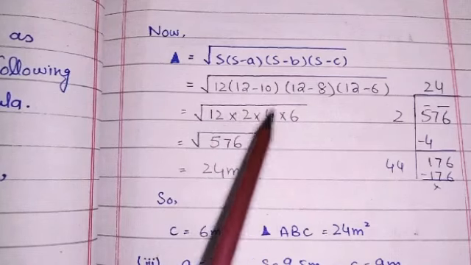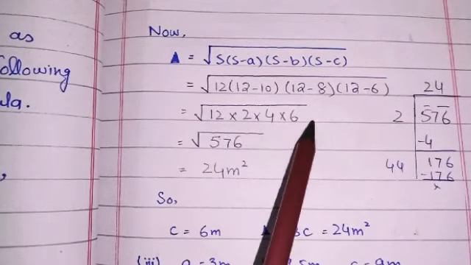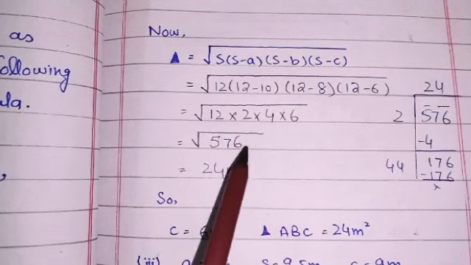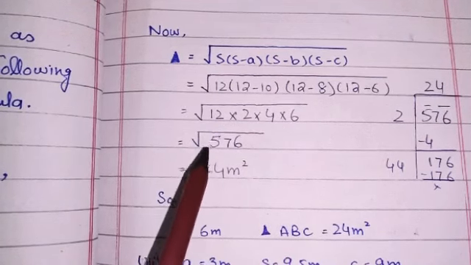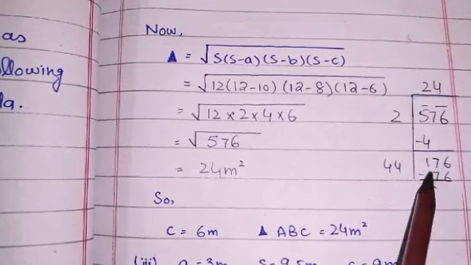All the numbers must be written within the square root. So students, we simply multiply all these numbers, so we will get 576 within the square root. By taking the square root, we got our answer, 24 meter square. Here is the working of the square root.